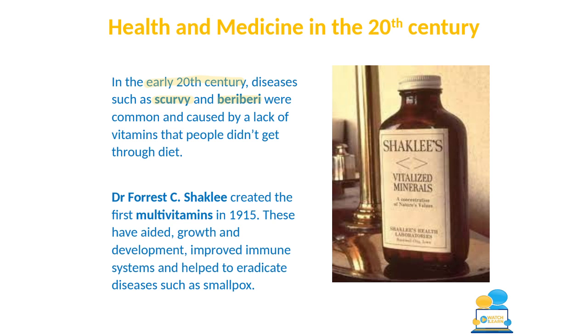They're caused by a lack of vitamins that people didn't get through diet. Like scurvy, you'd never get scurvy now in the developed world. Scurvy is caused by a lack of vitamin C, and beriberi is caused by a lack of other vitamins. So people just didn't have access to fruit and veg.